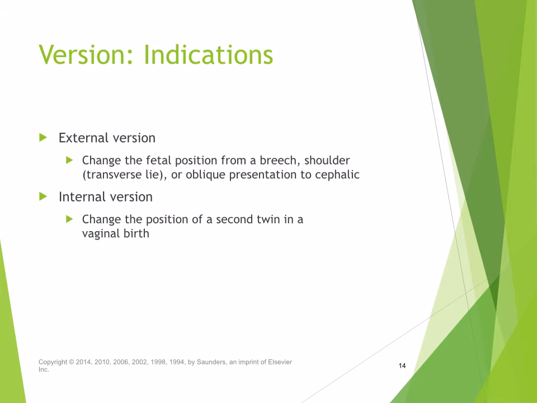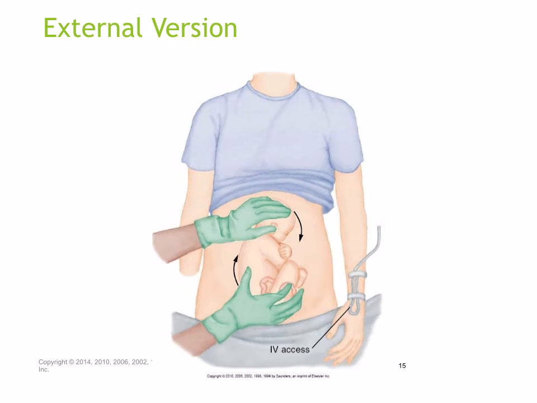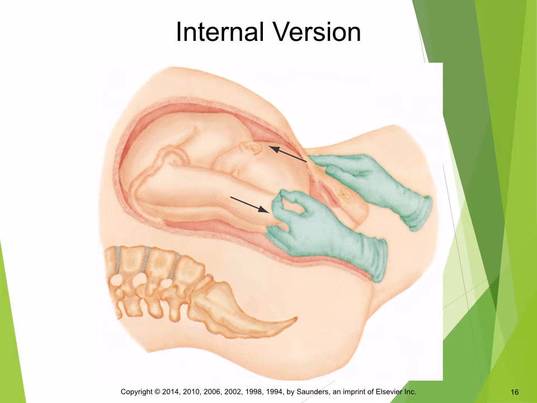So typically what we're seeing are external versions here, and this happens at the bedside, typically unmedicated, but as we can see in slide 15, these patients can have IV access in case of that overstimulation of the uterus or any signs of fetal distress. In slide 16, we can see that internal version usually occurs with twin B on patients who have twin vaginal deliveries.